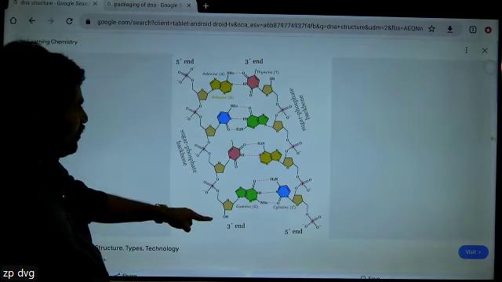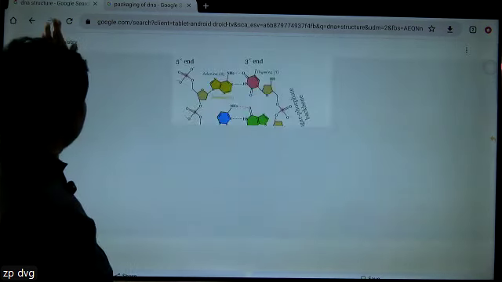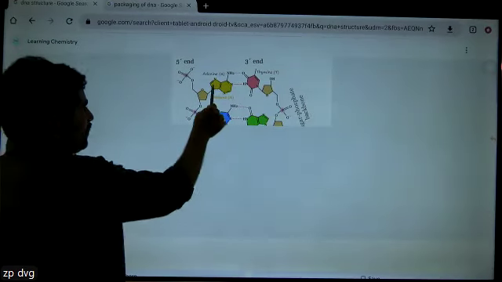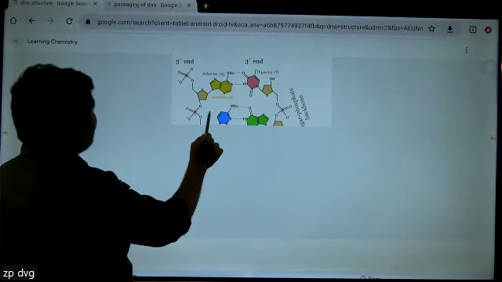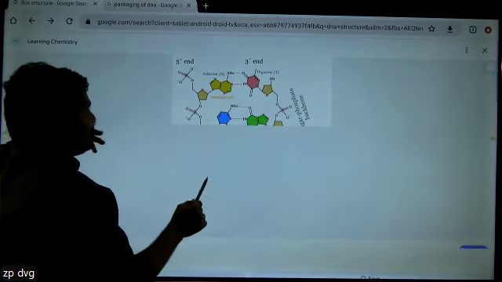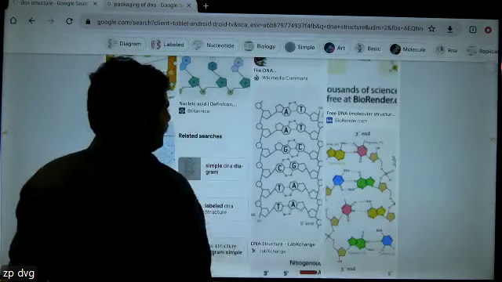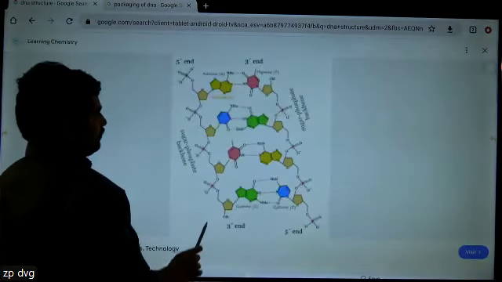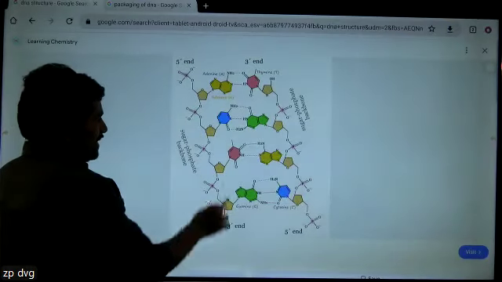Here this is one polynucleotide strand, and this is another polynucleotide strand. This is one DNA strand. Right? One polynucleotide strand like this.